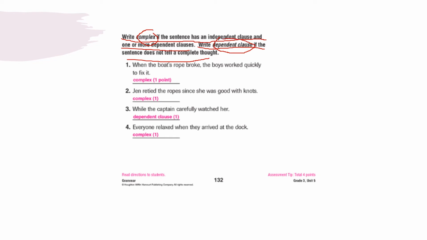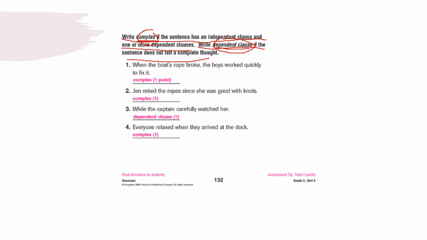Like we said, dependent means it should depend on something else. It is incomplete. When you see an incomplete thought, you write dependent clause. When you see both kinds together, it means it is a complex sentence.